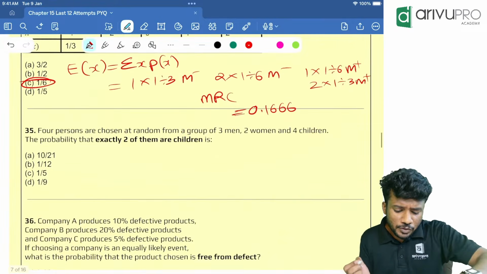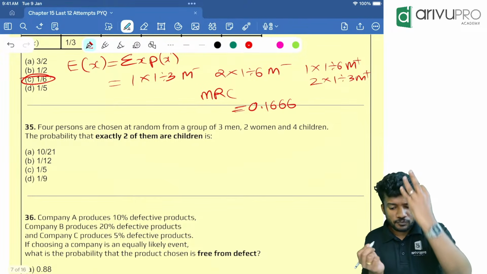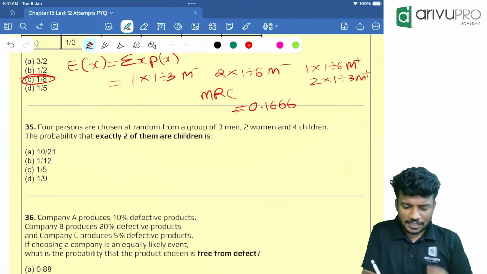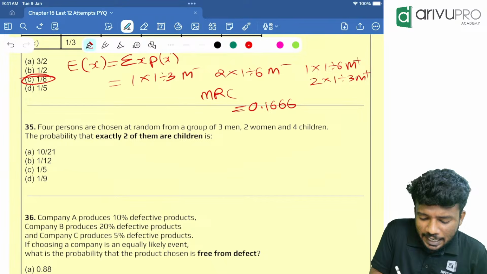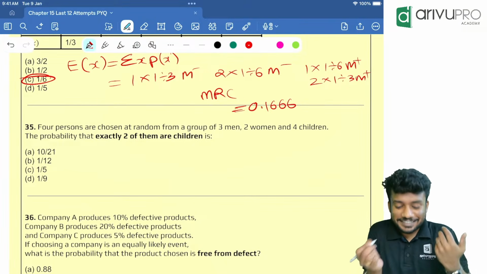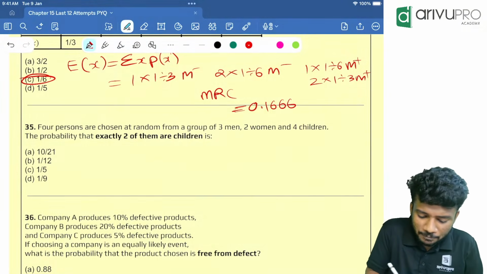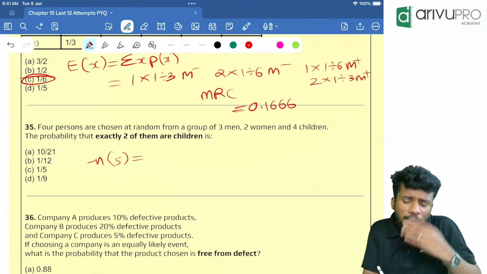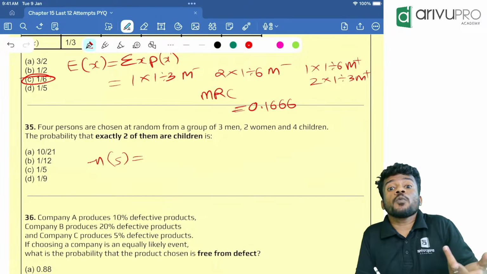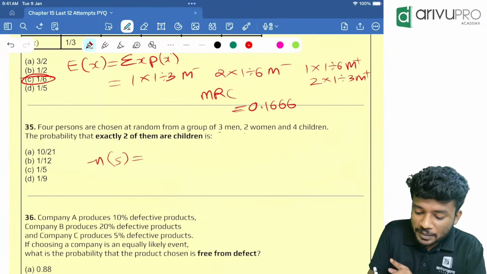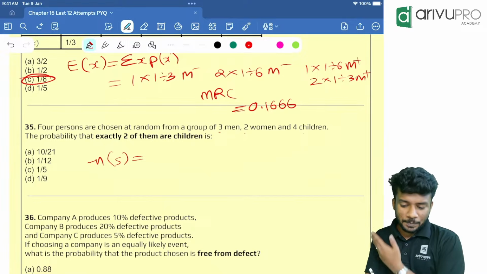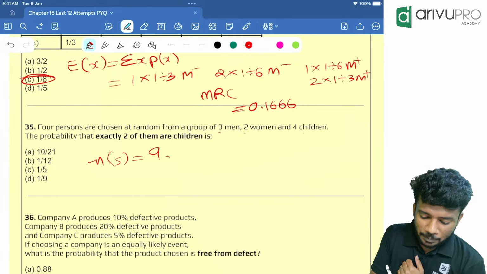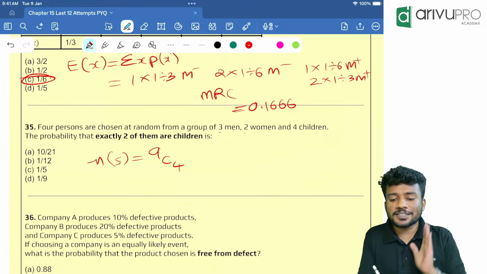4 persons are chosen at random from a group of 3 men, 2 women and 4 children. What is the probability that exactly 2 of them are children? Very interesting question and very easy to answer. People, n of s is how much? We are choosing 4 people. From how many? 3 plus 2 plus 4 is 9. So from 9 people, we are choosing 4 people. That is the total outcomes.